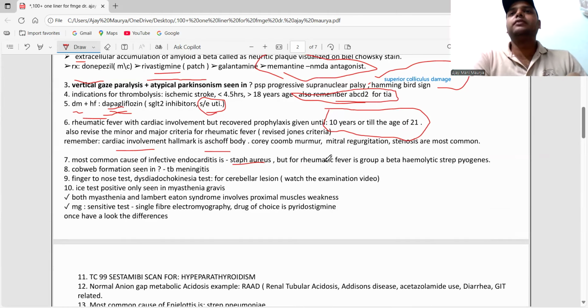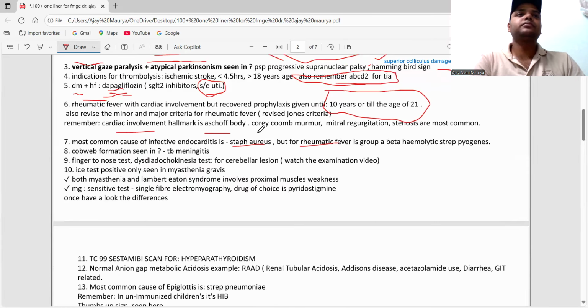But in rheumatic fever, it is the group A beta hemolytic Streptococcus pyogenes. Okay. The next one, I am talking about the cobweb formation seen in TB meningitis. I am talking about the CSF analysis. So the CSF analysis, guys, you have to remember everything, like viral meningitis, fungal meningitis, bacterial meningitis, TB meningitis. Okay, so go to the topic and read everything.